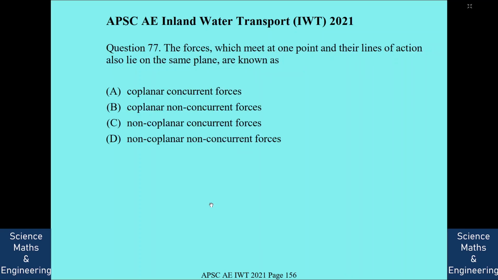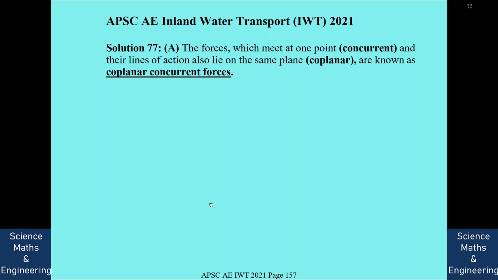The forces which meet at one point and their lines of action also lie on the same plane are known as A, coplanar concurrent forces, B, coplanar non-concurrent forces, C, non-coplanar concurrent forces, or D, non-coplanar non-concurrent forces. So the answer is, the forces meet at a point, so they are concurrent, and the lines of action also lie in the same plane, so they are coplanar. So this would be coplanar concurrent forces.